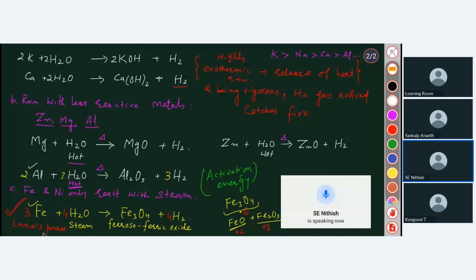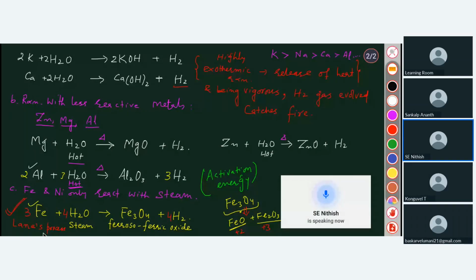But when it comes to nickel, it's simple, right? Just Ni plus H2O gives NiO plus H2. That's it, right? Exactly. When it is nickel, the reaction will be simple, that is NiO and H2. I hope that you can write that yourself.